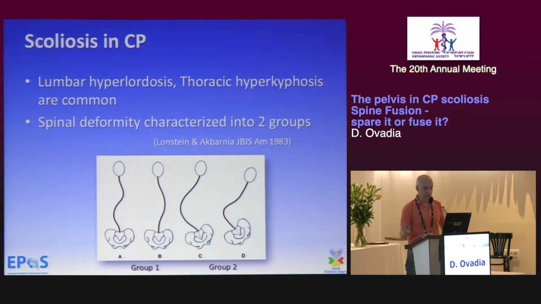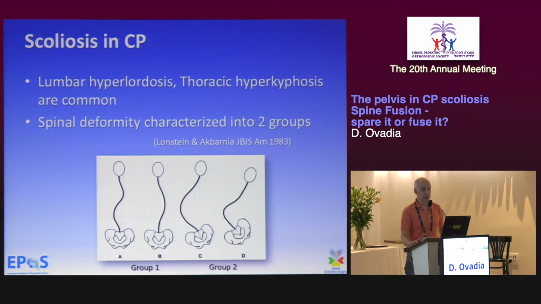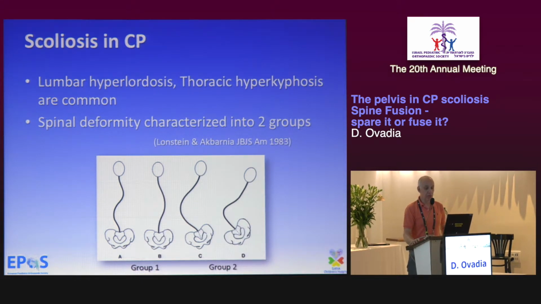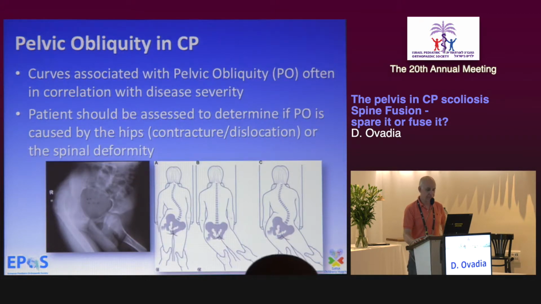We know the classification of the deformity characterized into two groups. Group 1 is the one that doesn't have pelvic obliquity, and group 2 is the one that has pelvic obliquity, and it can be either a long C shape or just focused on the lumbar area. And also we should always see the sagittal profile of these patients because it is also a very crucial and very important part of the deformity.